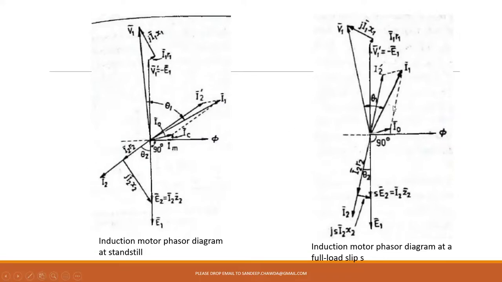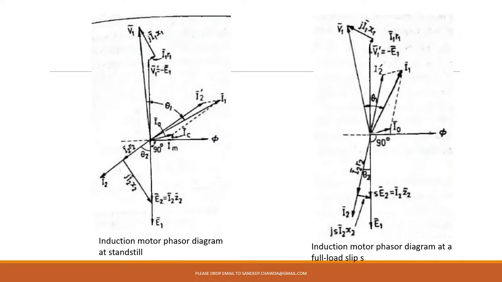Just see the angle between V1 and I1, and here observe the angle between V1 and I1. In the first case, the angle is higher, and in the other case, the angle is lower. So during operating condition, power factor is better compared to when it is at standstill. So whenever you are going to draw a phasor diagram in examination, keep this thing in mind.